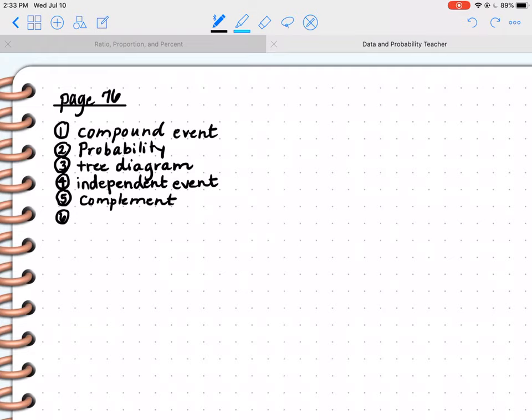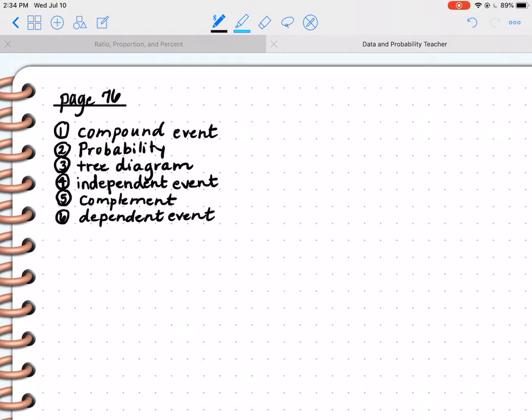Number 6, an event that depends on the result of a prior event is a dependent event. For example, if I draw a card out of the deck and I do not return that card to the deck, any future draws will be dependent on that first one. It's usually a problem that involves drawing something and not replacing it.